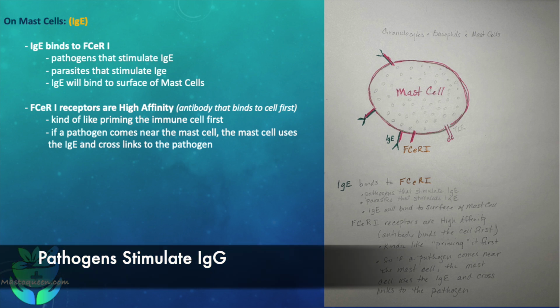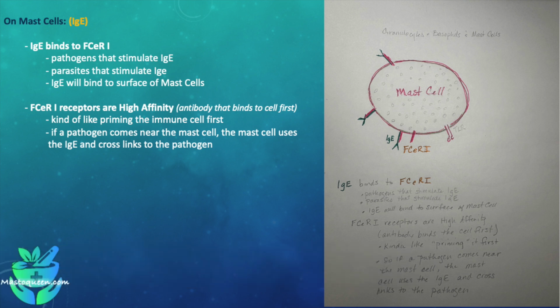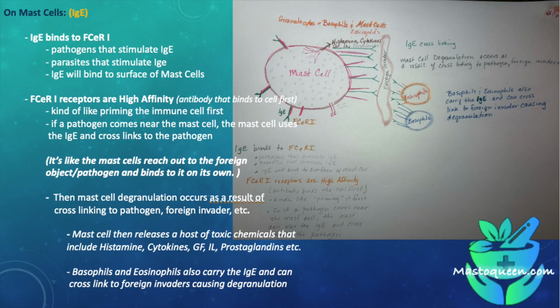So we've already said that pathogens stimulate IgG. Well, they also stimulate IgE, and IgE is the stuff allergic reactions are made of. Pathogens stimulate IgE, parasites stimulate IgE, and IgE will bind to the surface of mast cells. The Fc receptors are high affinity, and that's an antibody that binds to the cell first. It's kind of like priming the cell. If a pathogen comes near, the mast cell uses the IgE and cross-links to the pathogen.